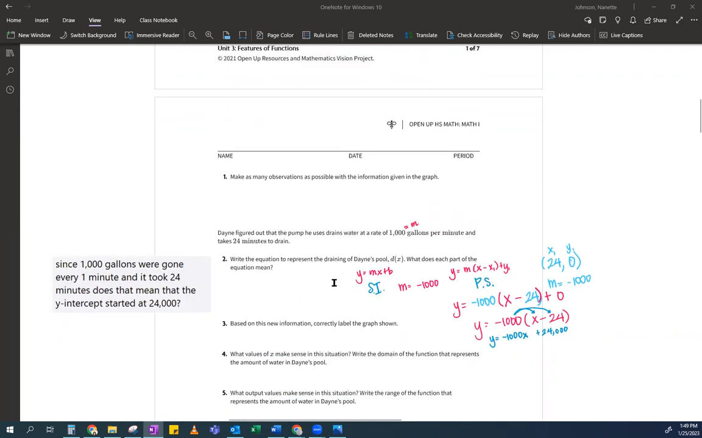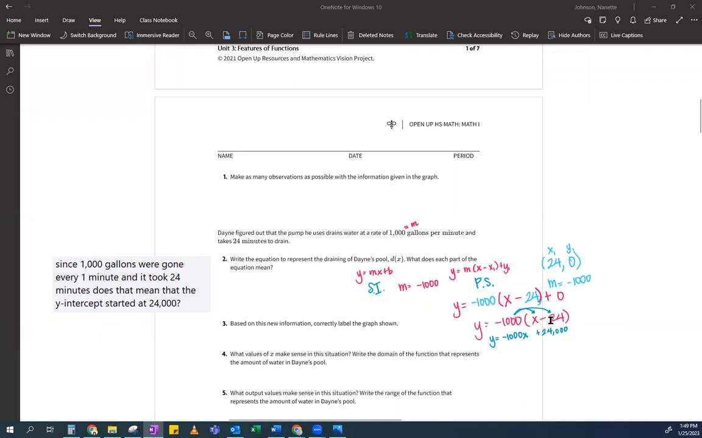It says, what does each part of the equation mean? So I should be able to point to something, negative 1,000, and you should be able to tell me what that means in the context of them draining the pool. Why is negative 1,000 there? It is the slope. Very good. Why is 24,000 there? That's how much water they started with. Why is this one 24? Because that's how long it took the pool to drain.